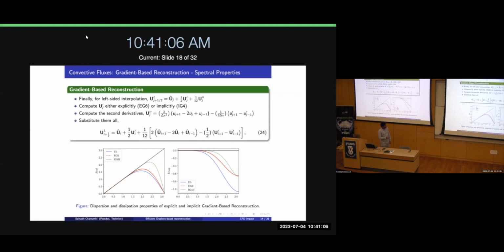So U left is given by this formula, and the first derivatives can be computed by using any of the finite difference methods, and then you compute the second derivatives, which gives the final formula. In this picture, I'm showing the dispersion and dissipation properties. If you're computing the sixth order explicit gradients, you're able to capture this many waves. And if you're computing implicitly, that is the compact schemes, you get a much better dispersion.